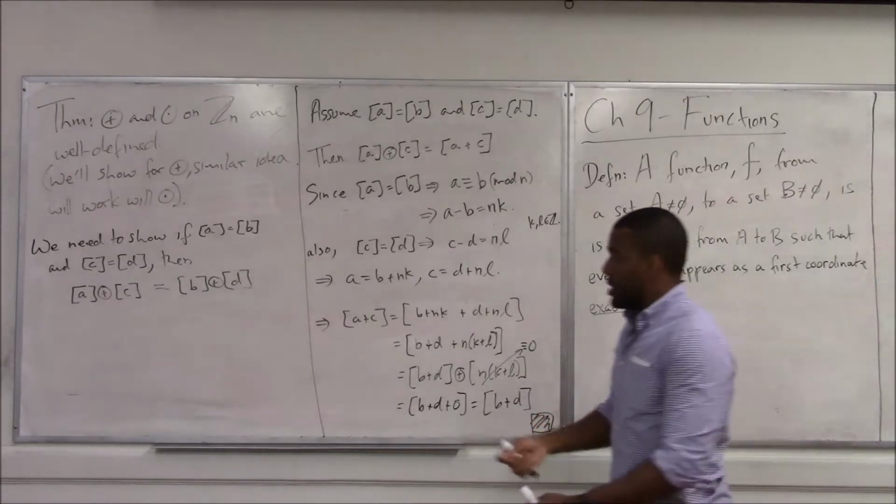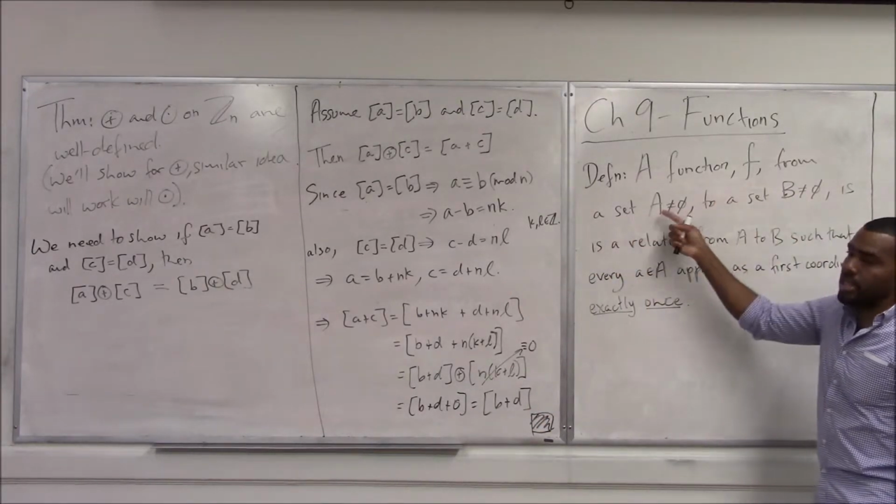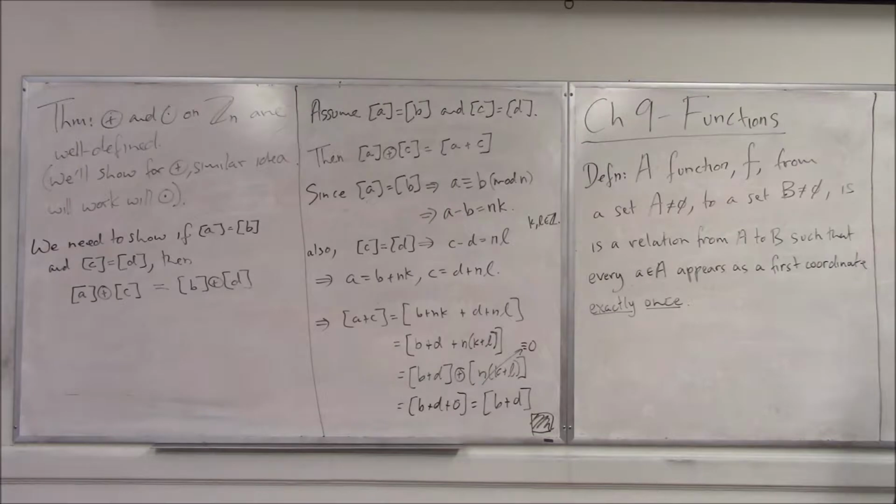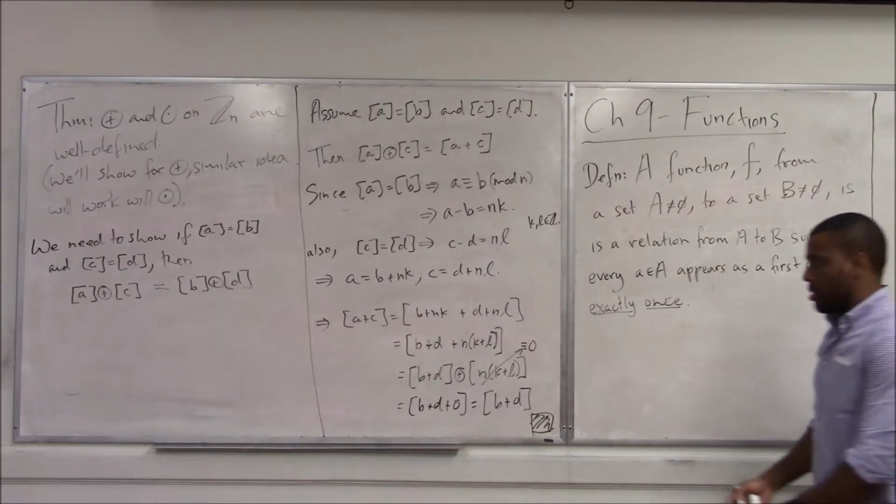So every element here must relate to some element there and be restricted to being related only once. So if I pick one element in A and relate it to B, I can't pick that element and relate it to something else again. Right? This is what creates a function. This is what we call a function.